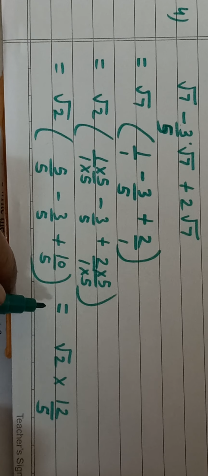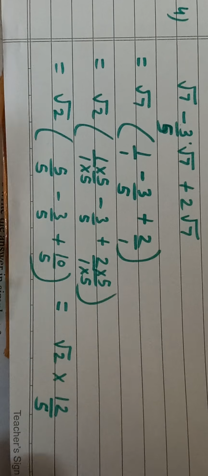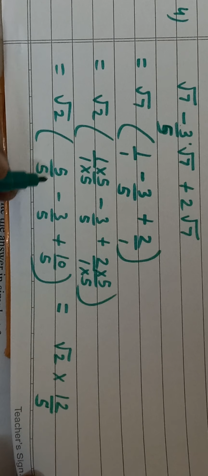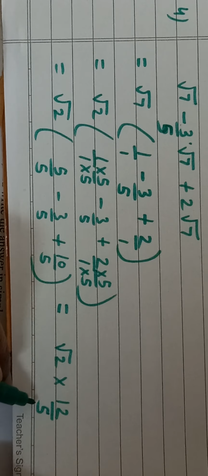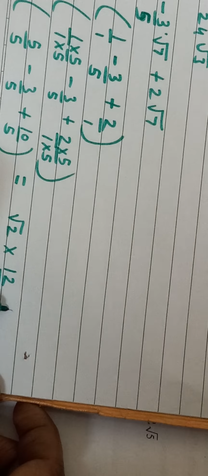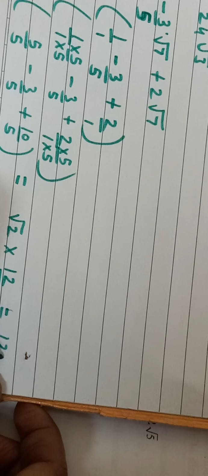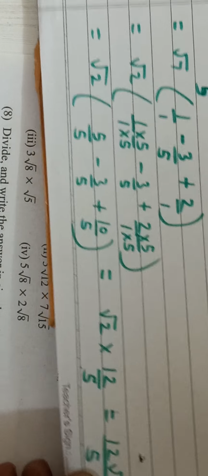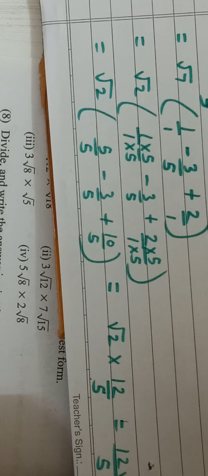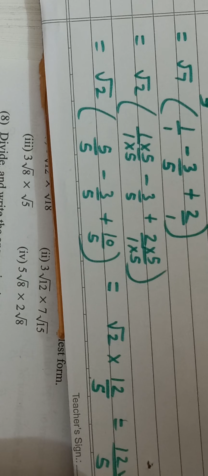Otherwise, once again all denominators same, 5 minus 3 plus 10 is not necessary. Directly you can see it, no? You can write into 12 upon 5, which is equal to 12 root 2 upon 5. This way you can solve. I hope you have got it.